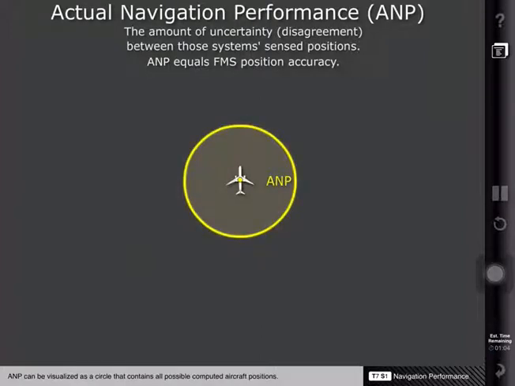ANP can be visualized as a circle that contains all possible computed aircraft positions. The aircraft is assumed to be within this circle 95% of the time.